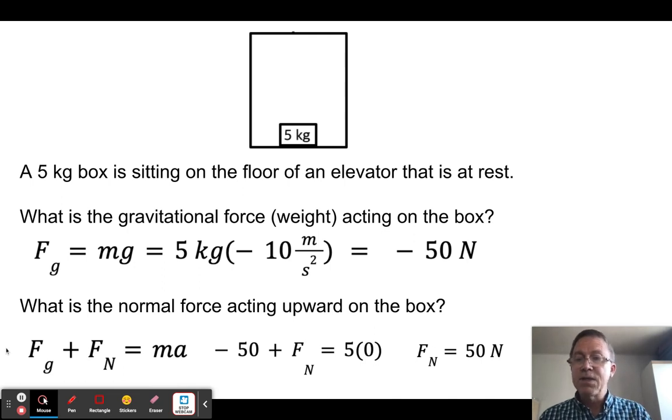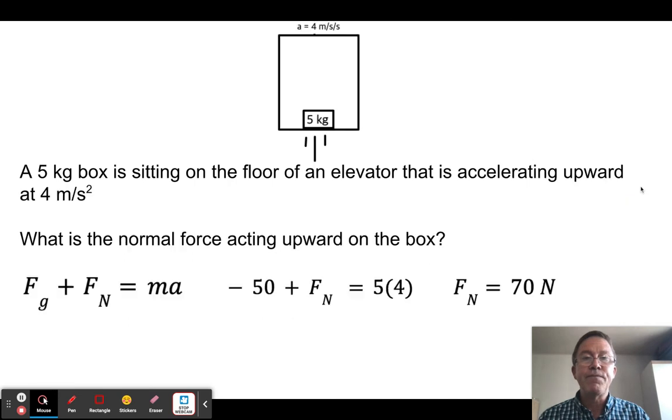So therefore, what we know is that the sum of the gravitational force and the normal force, F sub n, equals ma. But since a equals 0, and this is negative 50, we see that the normal force must be 50. In other words, gravity is pulling down 50 newtons this way, and the normal force is pushing perpendicularly upwards with the same amount of force. They're equal and opposite forces there.